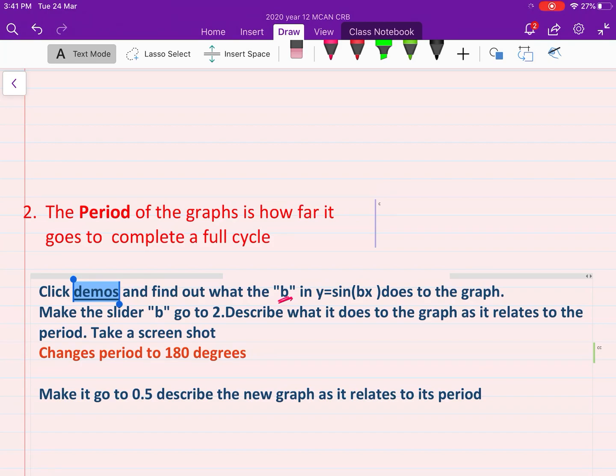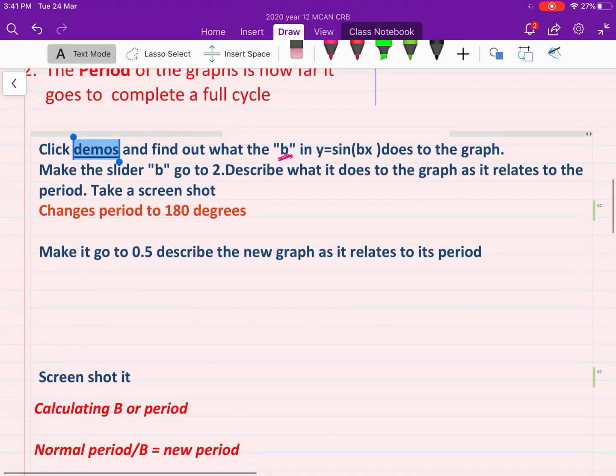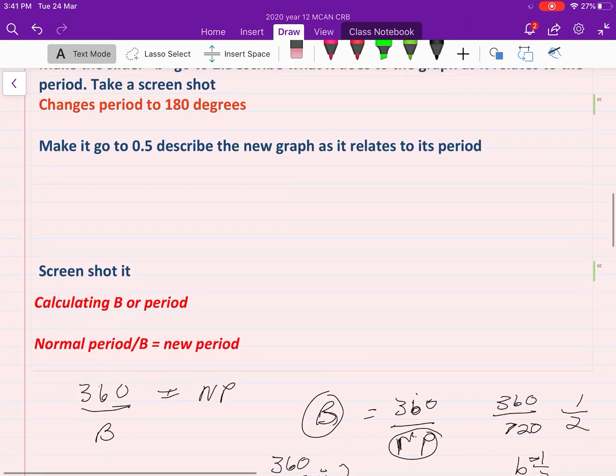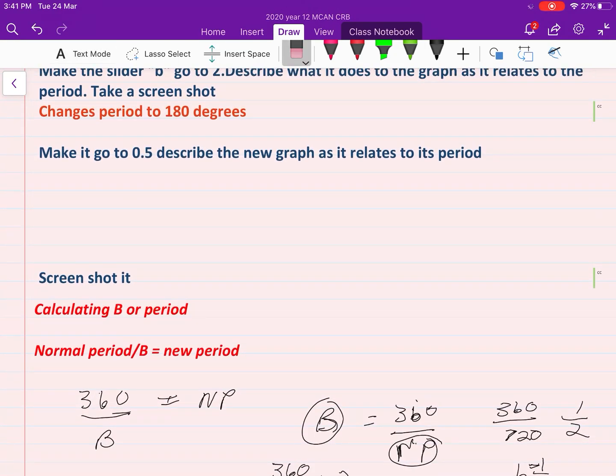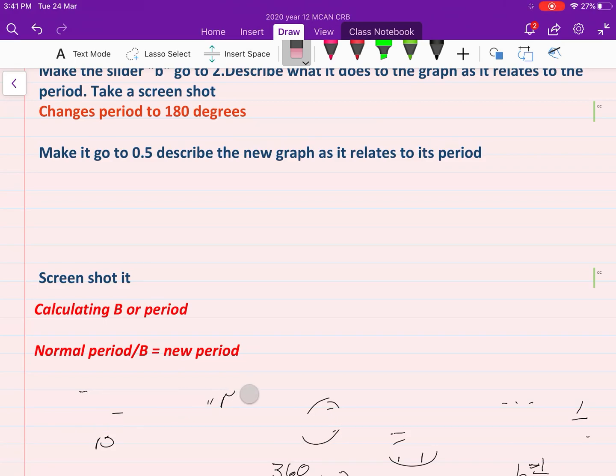So when b is 2, it changes the period to 180. We did that. If we moved it to 0.5, we've got a period that finishes at 720. So that's basically what we're doing. Now, to actually work that out, we have a calculation that we can do, like with amplitude.